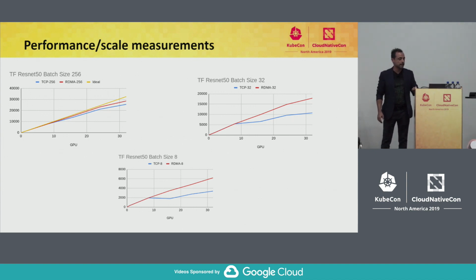The top left graph is the bigger batch size, and there are 3 lines there. One is the orange line, which is the ideal theoretical maximum that you could ever get. I took the number with 1 GPU, and I said, what if I put 48 GPUs? I just took that number and multiplied by 48. That's the ideal you could get.